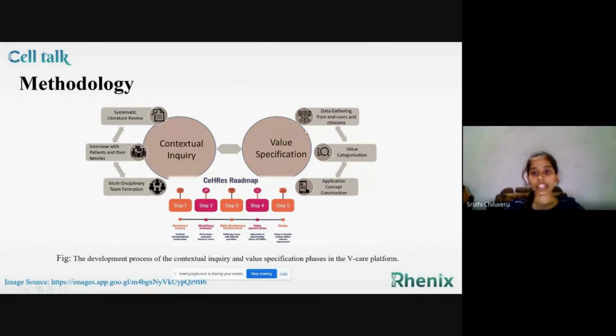In the value specification phase, the data is gathered from the end users. The end users were the cancer patients and clinicians. The data categorized from the end users is organized in a proper way. Finally, they decided to build an application concept, which includes iOS and Android versions of the app. The picture depicts the development process of the contextual inquiry and value specification phases in the weaker platform.